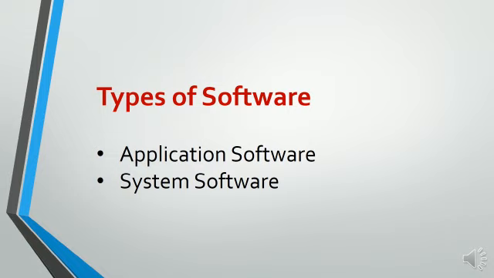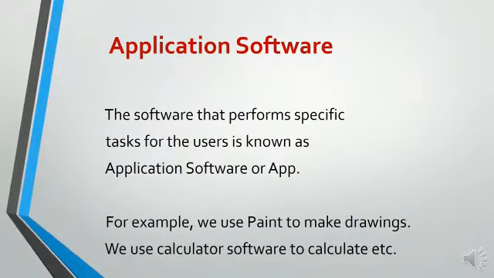Now types of software. Software is mainly divided into two types: application software and system software. Now let us read about application software. The software that performs specific tasks for the users is known as application software or app.